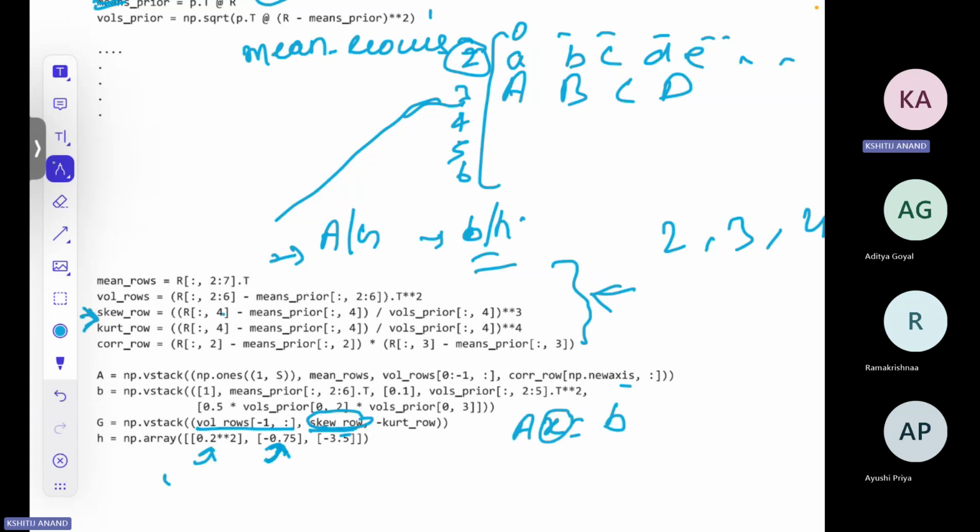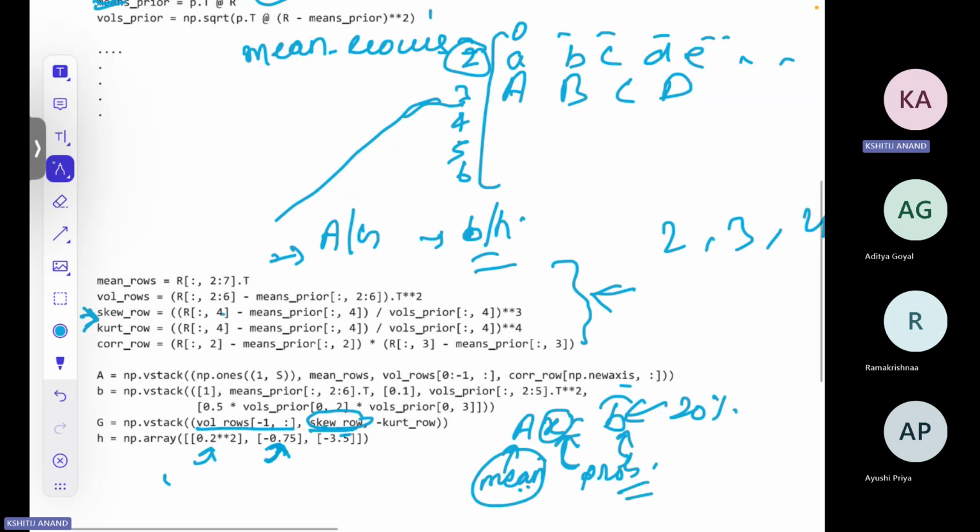So basically, when you say that the mean of asset 1 is 20%, this is the mean matrix, this is the probability matrix, and this is B. It will give you the mean of asset 1 as 20%. This is the matrix mean, and this is the probability distribution. That is how you multiply and get the result. So this is the entropy pooling for you.